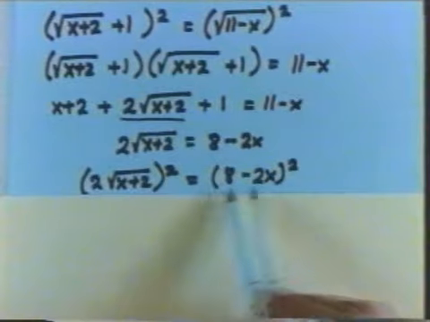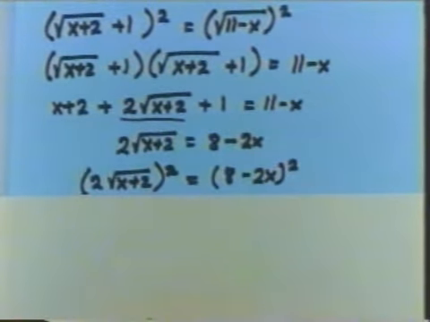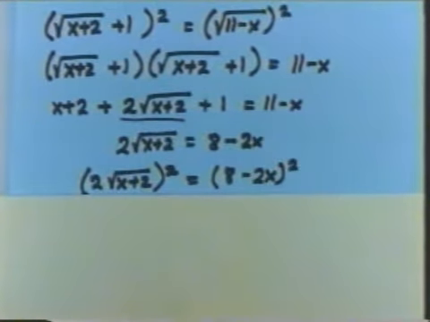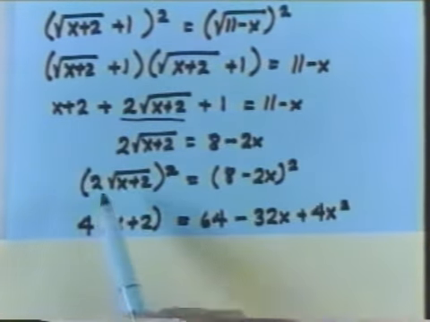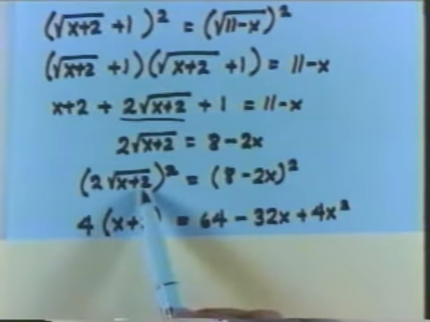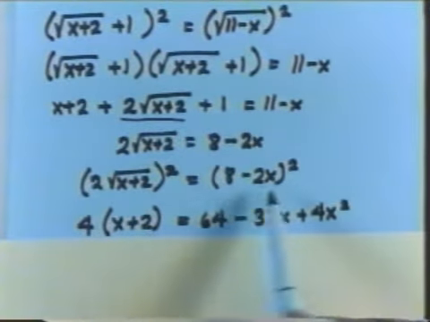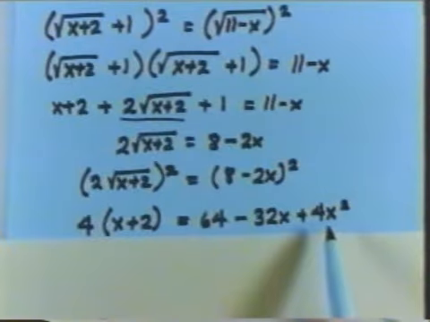A two-term expression, this must be multiplied out by the FOIL method. Two terms connected by subtraction, so that requires the FOIL method. So on the left we get 2 squared, which is 4, the square root of x plus 2 squared, which is x plus 2. Notice the parentheses. These are not optional, they must be there. On the right, when we use the FOIL method, we get 64 subtract 32x add 4x squared.